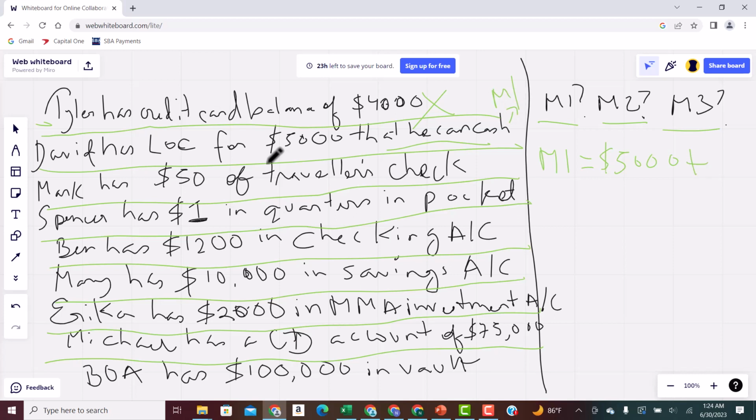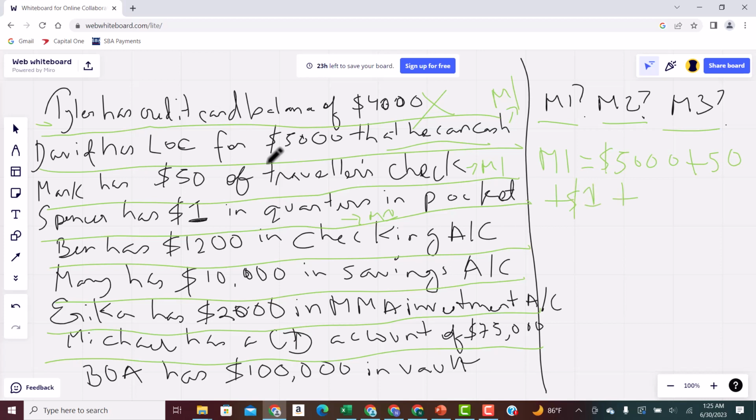Okay, then we have Mark has $50 of traveler's checks. Now, traveler's checks are also very liquid. If you remember, they were part of M1. So we're going to add this $50 to M1. Next, we have Spencer has $1 in quarters in his pocket. So he has these coins, 4 quarters, and they add up to $1. Coin is again very liquid. You can easily spend it in a vending machine or anything. So it's M1, so we will include this $1 under M1.